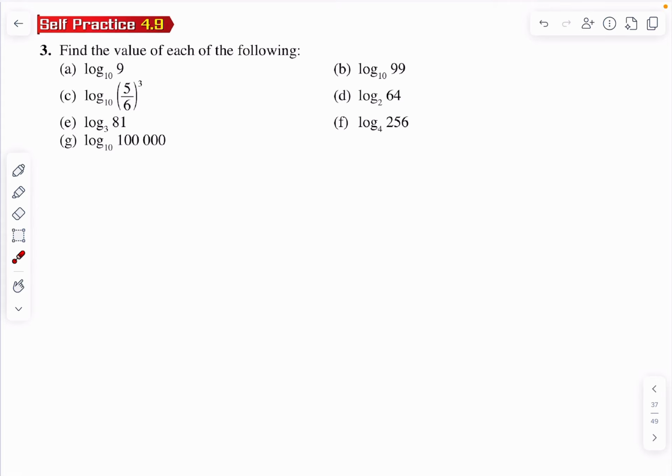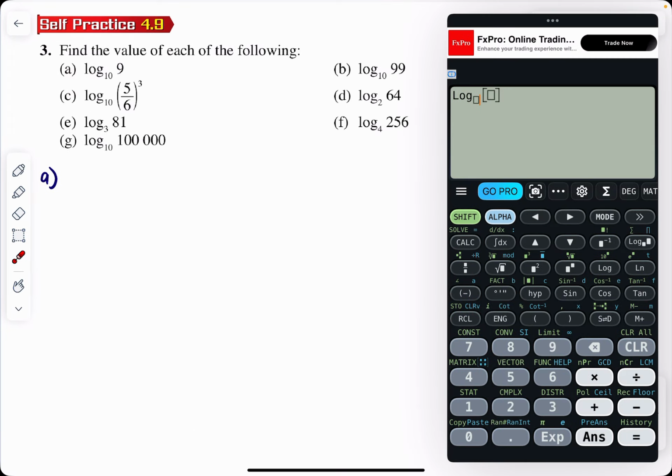Self-practice 4.9, question 3. Find the value of each of the following. Right, let's look at A. So A, we have log 10 9. So log 10 9 cannot be reduced to anything much, so we just put it in our calculator. Log 10 9, so we'll get in decimals. 0.954.